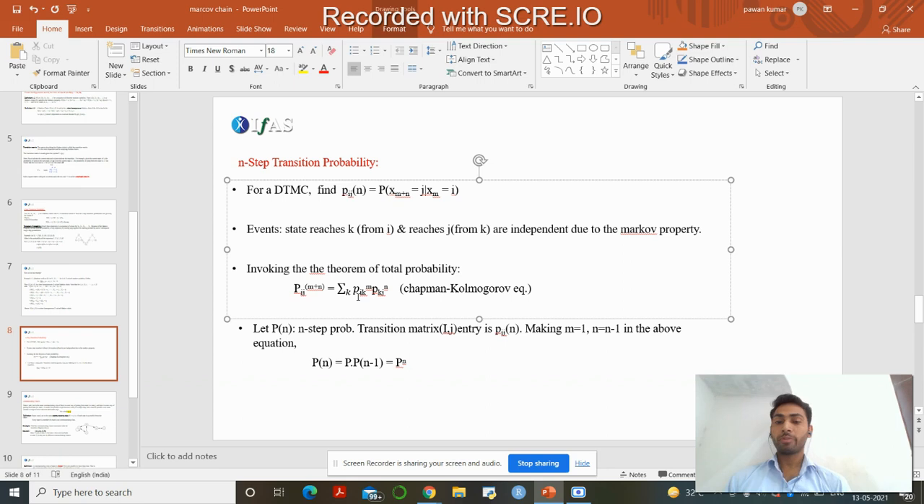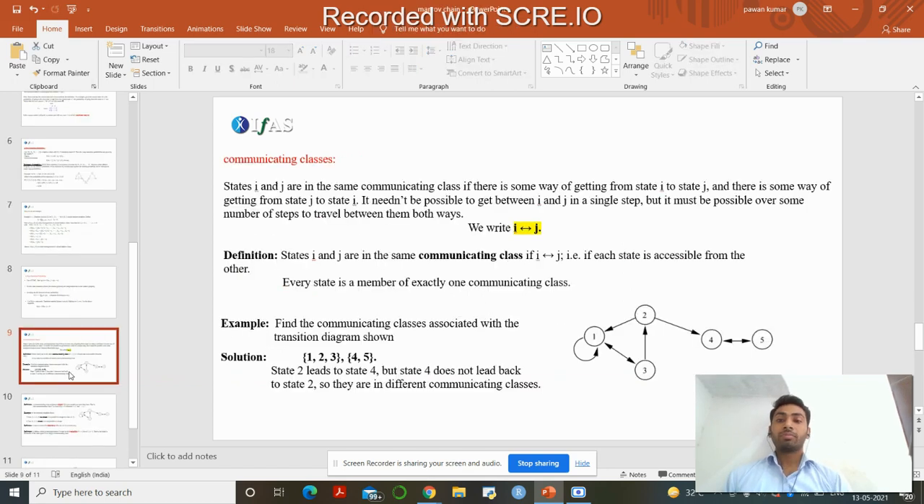Let Pn be the n-step probability transition matrix, the entry from i to j. In the Chapman-Kolmogorov equation, we can say that m is equal to 1 and n is equal to n minus 1. Then we can write P1 equals P and P^(n-1) equals P^n. We get this by the Chapman equation.